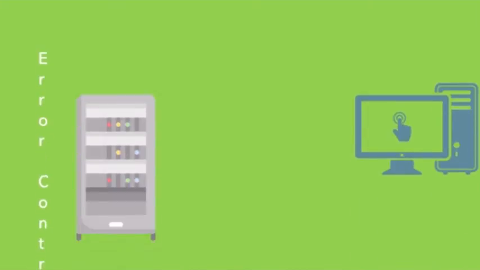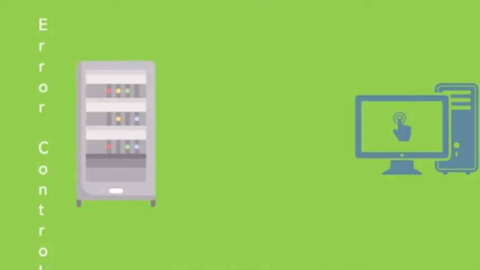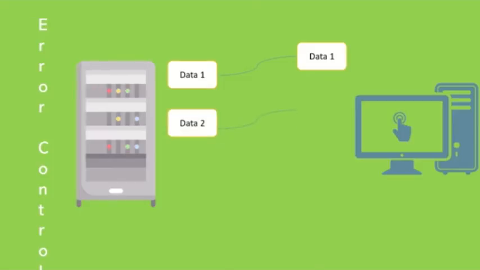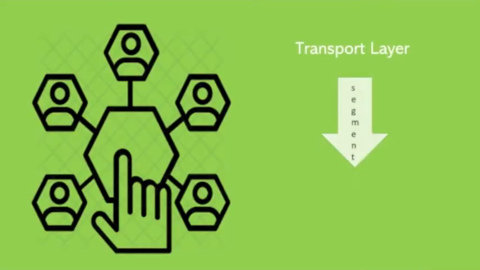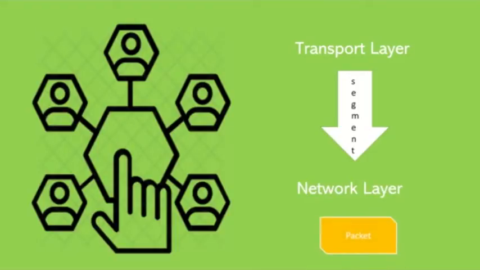In error control, if some data does not arrive at the destination, the transport layer uses automatic repeat request to retransmit the lost or corrupted data. In real-time networks, we use connection-oriented transmission via TCP. TCP provides feedback so that lost data can be retransmitted. The transport layer passes data segments to the network layer. The data unit in the network layer is called a packet.